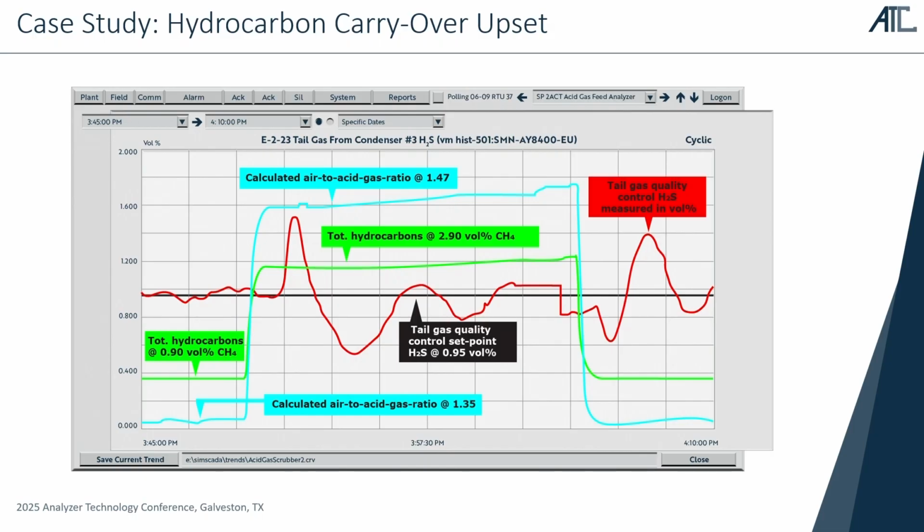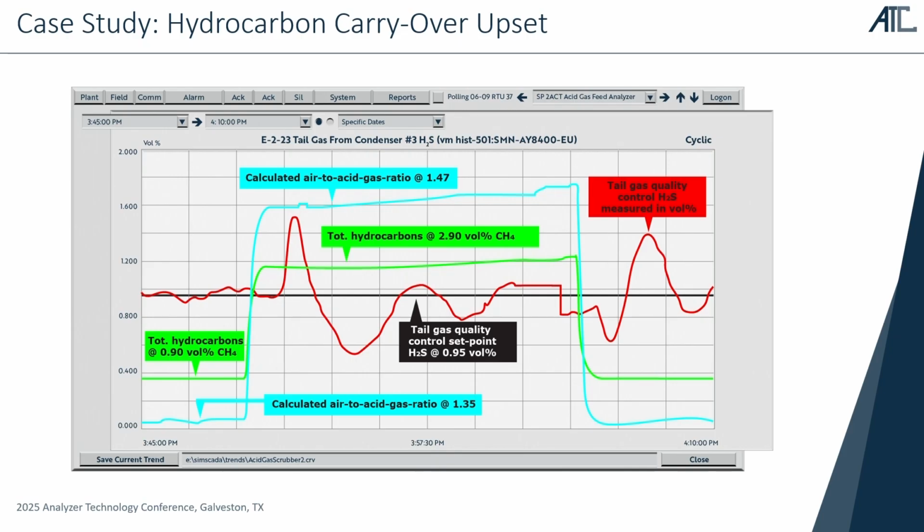And to put that into context, that is about an increase in air demand of about 10%. And that is reflected in the blue line, where you can see that based on the compositional analysis, the calculated amount of air to be put into the plant per the ratio of acid gas going into the plant was 1.35 before the hydrocarbon event and 1.47 after the hydrocarbon event. So basically, an instantaneous change in air demand of 10%.